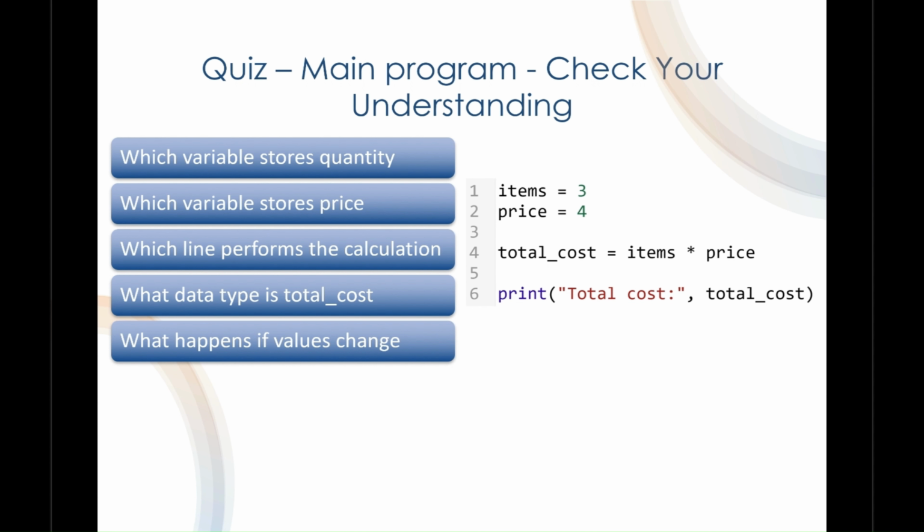Let's have a look at the main program and check your understanding. There's some questions. Question 1. Which variable stores quantity? Question 2. Which variable stores price? Question 3. Which line performs the calculation? Question 4. What data type is total cost? And question 5. What happens if values change? Press pause on the video, get your answers together, and we'll look at them shortly.